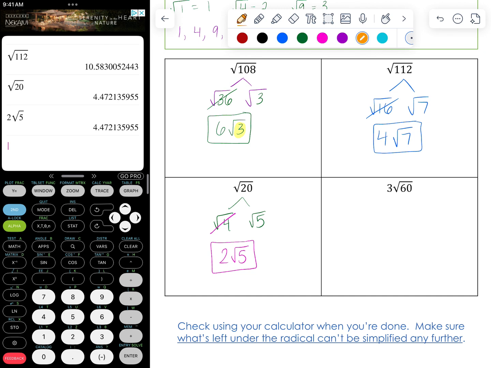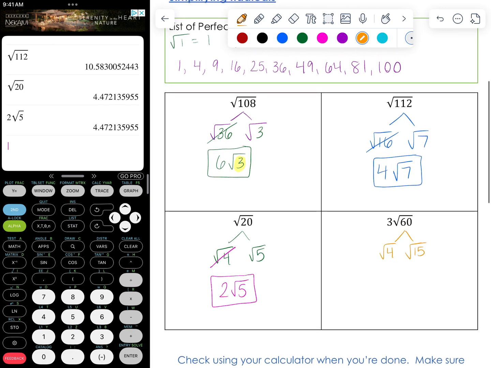Last example, this has a number outside of the radical sign in front, so we just need to make sure that we keep up with that. The square root of 60 is going to be broken up into 4 and 15. Now again, 6 times 10, 3 times 20, those work. However, they're not perfect squares. So you can always make that list of numbers down the side of your paper, or you say, okay, well, 60 could be everything up until 49 that you can try and see what works. Don't forget to keep that 3 outside of there.